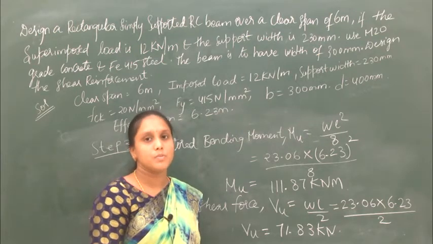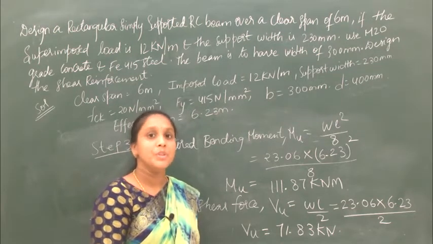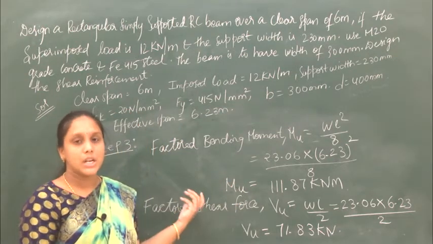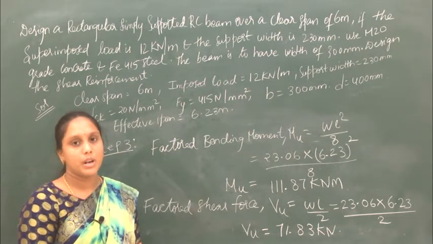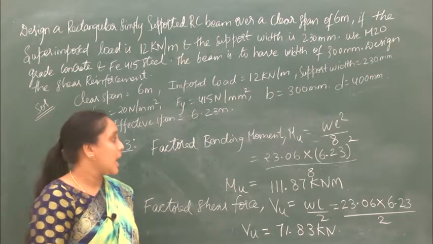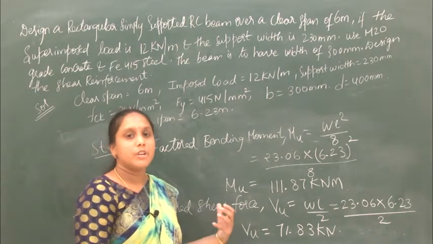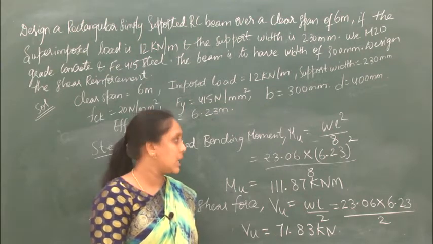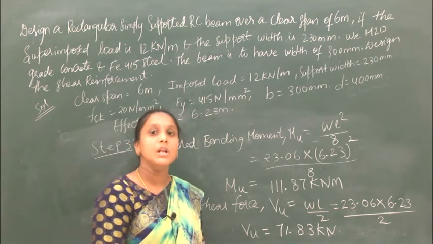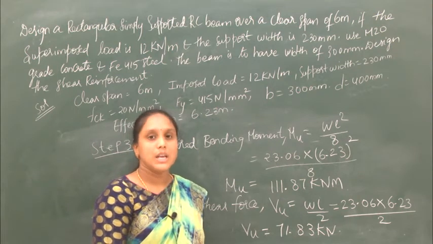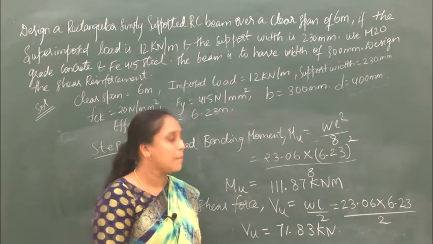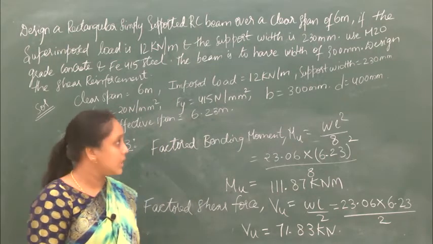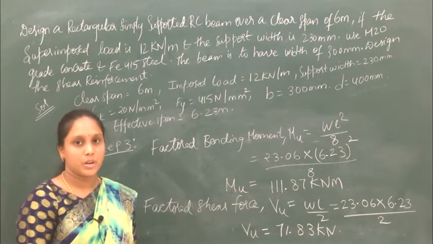The main reinforcement is what we have to calculate, and we have to know whether this beam is a singly reinforced beam or a doubly reinforced beam. If it is a singly reinforced beam, the area of steel in the tension phase has to be calculated. If it is a doubly reinforced beam, the area of steel in the tensile as well as the compression has to be calculated. And then we have to go for the design of the shear reinforcement.